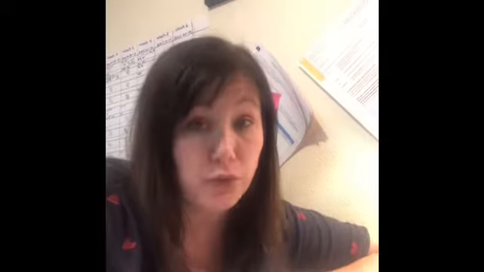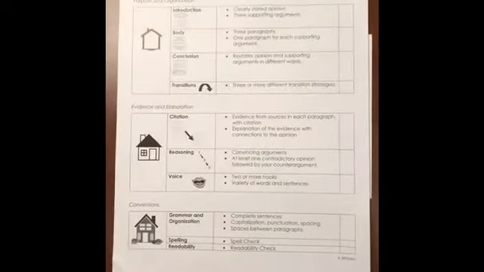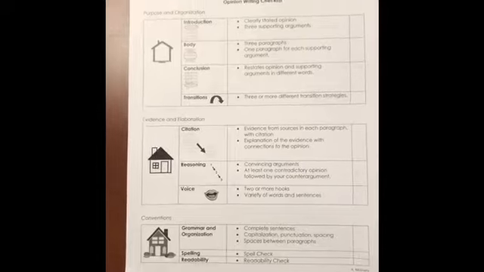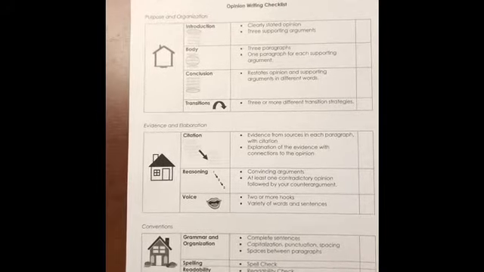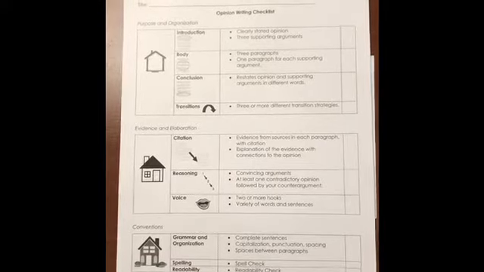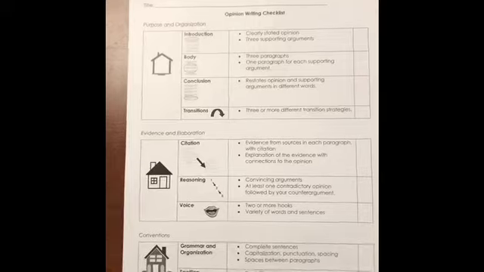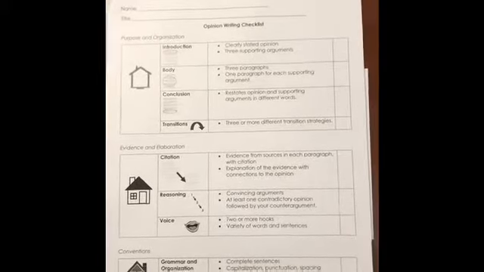Okay, so if you got a packet from me, go ahead and pull out the opinion writing checklist, and I'll show you what that looks like. Okay, third graders, if you do have the opinion writing checklist, this is what it will look like. If you don't have it, no sweat. We're going to go through it right now, and you can just pause this video as you're writing, and it can help you make sure you include all of the parts of an opinion essay.